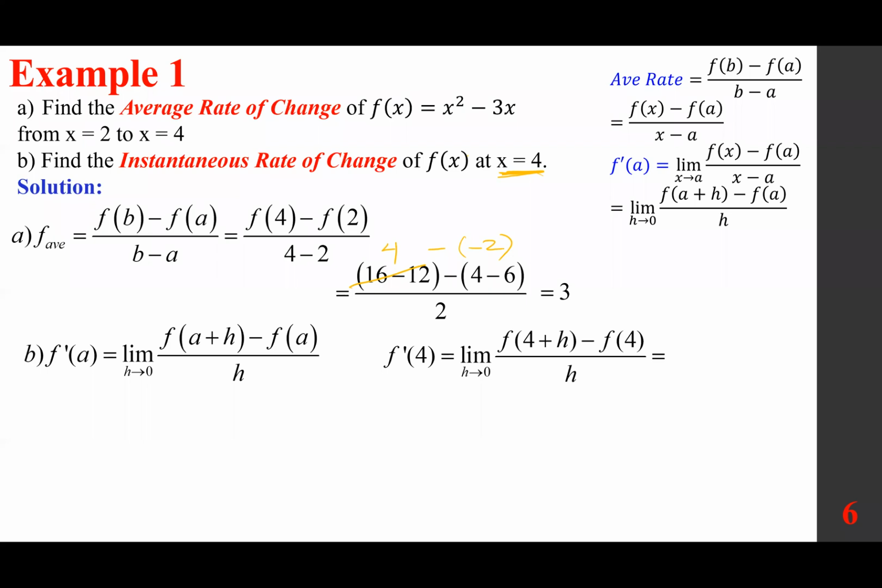And so let's plug in 4 plus h. So 4 plus h squared minus 3 times 4 plus h minus. Now, for f of 4, again, you can plug in, or we've already come up with 4. So instead of the second brackets, you can say, I've worked it out. I know the answer is 4. It's your choice. Either way is fine.